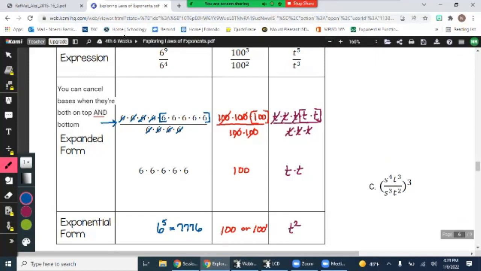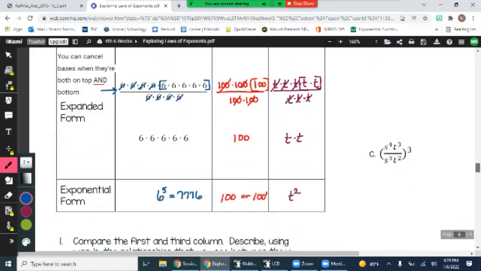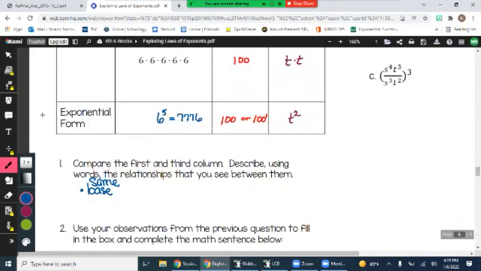3 plus 2 is 5. 3 times 2 is 6. 3 minus 2 is 1. 5 plus 3 is 8, not it. 5 times 3, 15, not it. 5 minus 3, 2. So here, when you are dividing two powers, you will end up subtracting the exponents.